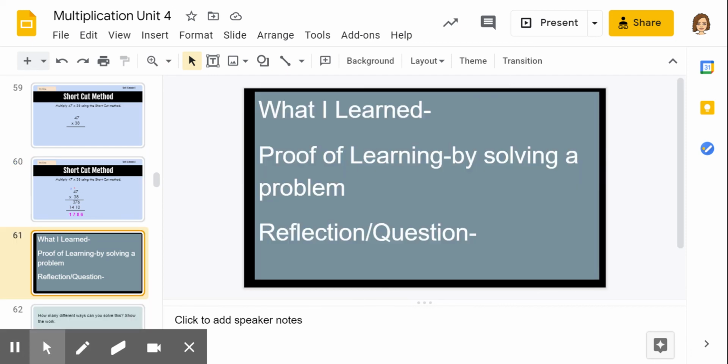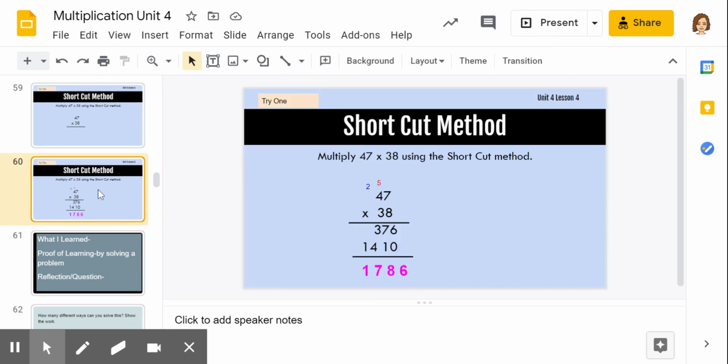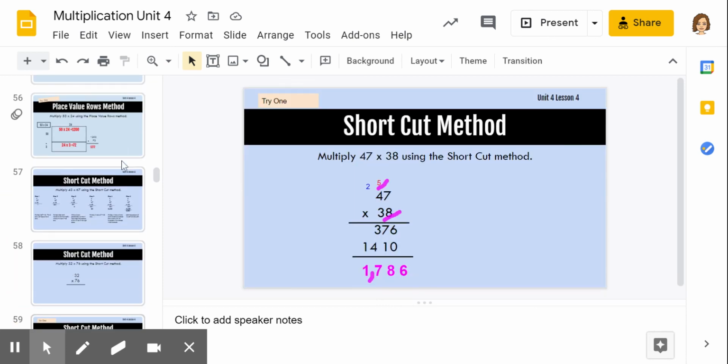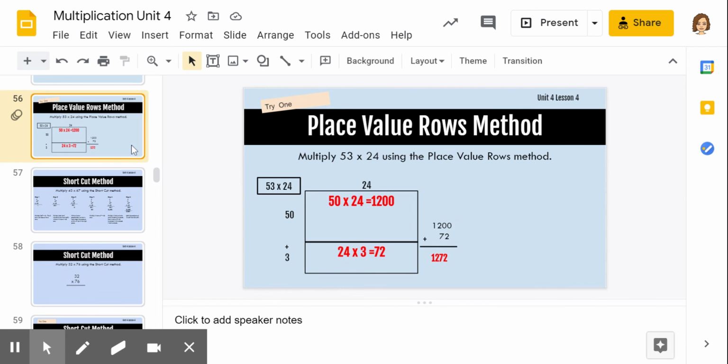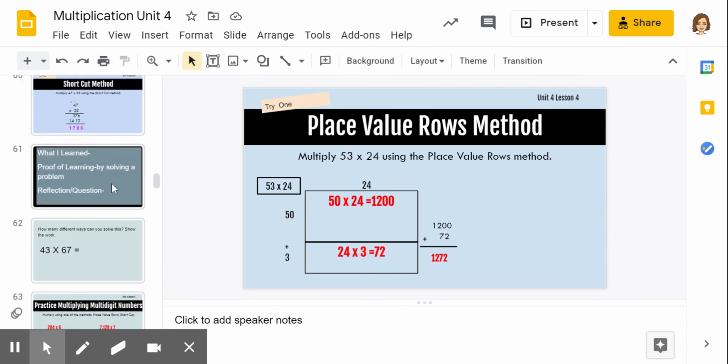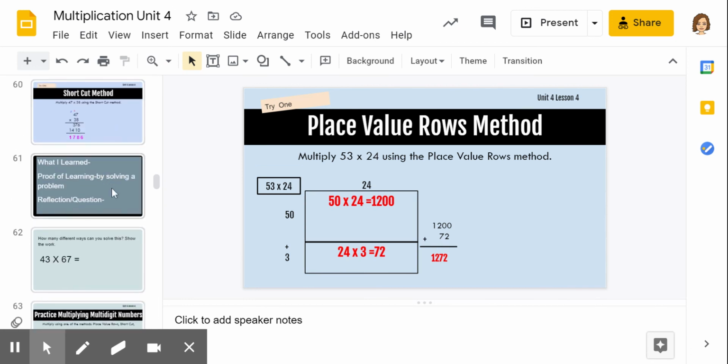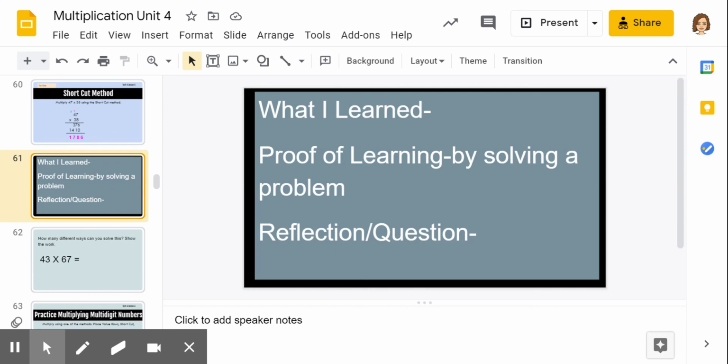All right, please write down what you learned today. Do a proof of learning by solving a problem similar. So make up your own 2-digit by 2-digit multiplication and use either the shortcut method or the place value rows method that we learned in this video to solve a problem that you create on your own. And then if you have a reflection or a question, please write that down and we'll dive deeper in class working on more problems similar to this, okay?